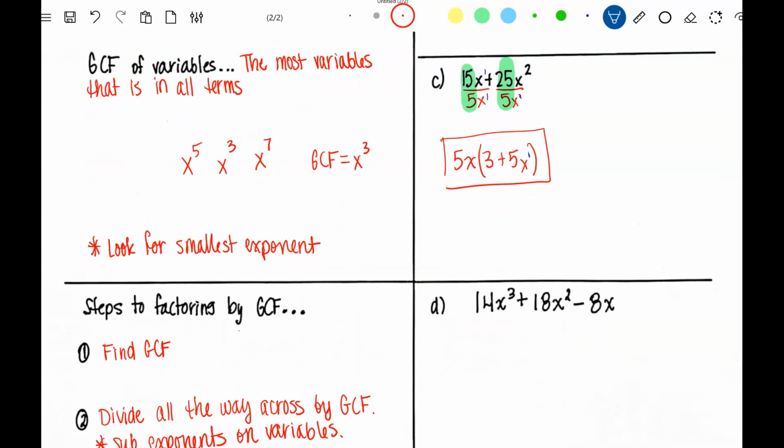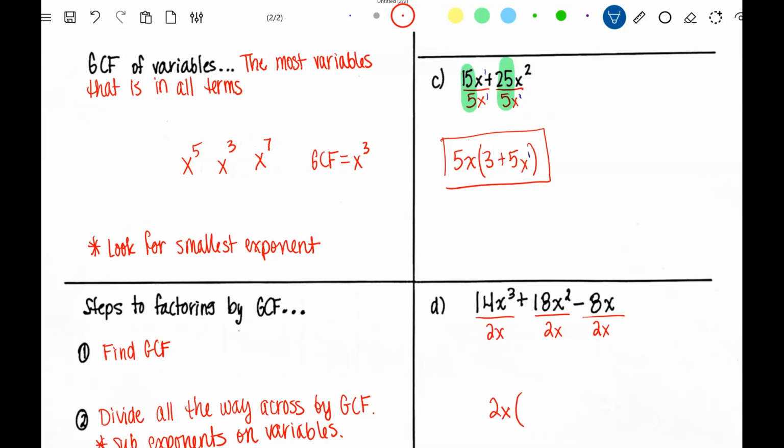Okay. D, I have 3 terms here, so the greatest common factor has to be common among all 3 terms. The biggest number that will go into 14, 18, and 8 is 2. And the most x's I can take out all the way across is just 1x. So 2x is my greatest common factor.